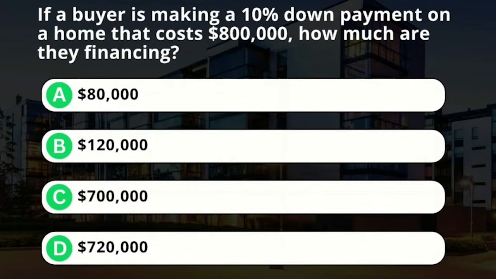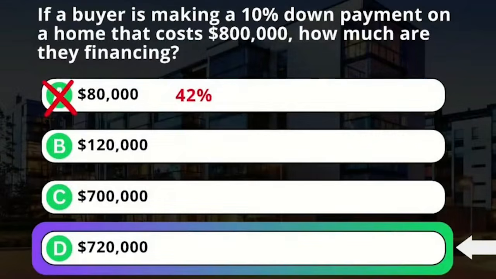Next question. If a buyer is making a 10% down payment on a home that costs $800,000, how much are they financing? Letter A, $80,000. Letter B, $120,000. Letter C, $700,000. Letter D, $720,000. And the answer? Letter D. And interesting, right?